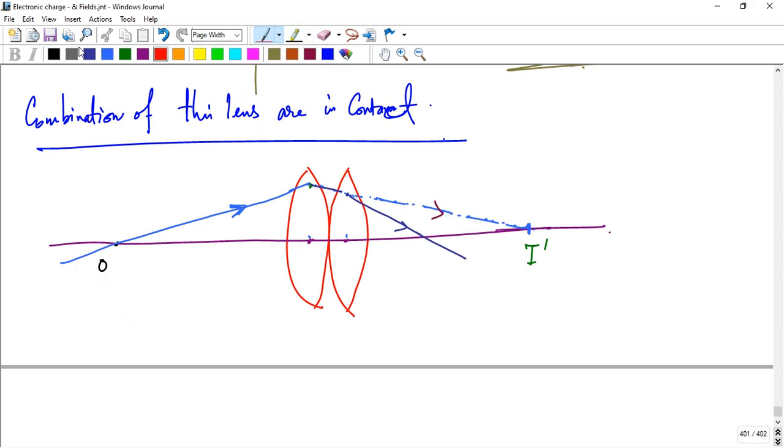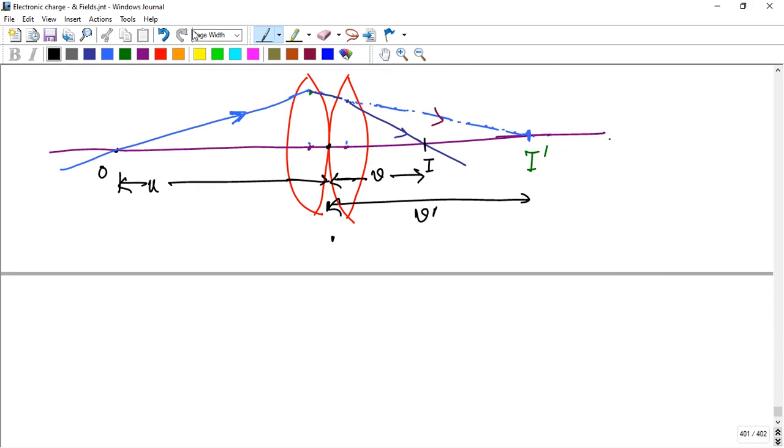And here that is U, the object distance, and the two lenses are in contact. The first image distance is V1 or V dash, it is called V1 or V dash. And the final image is at that point, the final image I, and the distance is V. Okay, now we apply the thin lens formula here.